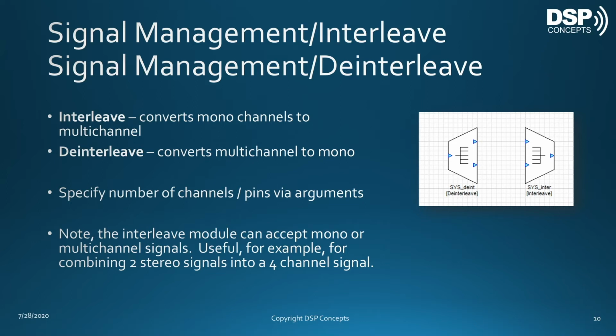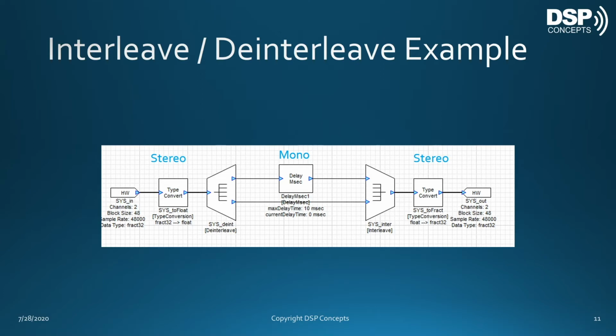Another interesting tip is that the interleave module doesn't just operate on mono inputs. In fact, you can give it any number of channels on each pin. For example, you might have 2 stereo signals coming into the interleave module, and it's going to output a 4-channel signal for you. Here's a typical interleave de-interleave example. So we have stereo data coming in, de-interleave into 2 mono channels, we delay the left channel, and then recombine to stereo, and then send it out the output pin.